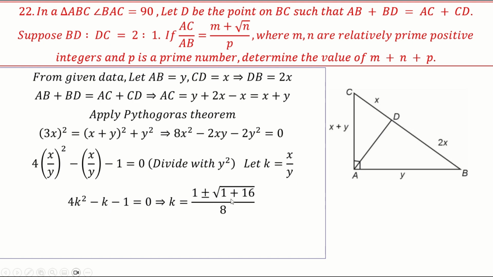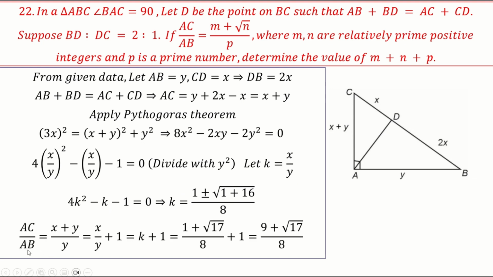1 plus or minus square root of 1 plus 16, divided by 8. Which means AC by AB equals AC by AB. AC is x plus y, AB is y. So x plus y by y equals, if I divide it, x by y plus 1. And x by y is nothing but this value, correct? Which is equal to k plus 1. So k is nothing but this value. Why am I taking only this value? These are positive integers, I have to take. I can't take a negative value here.